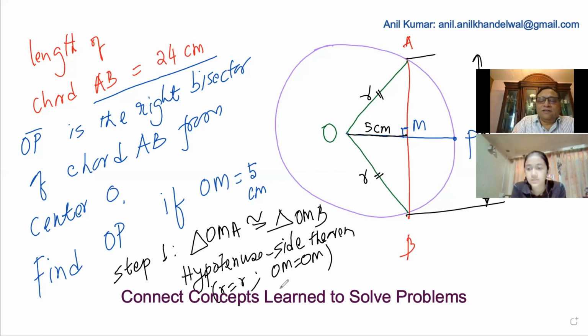If they are congruent, then what do we get? We get that these two sides are equal. M is the midpoint, right?